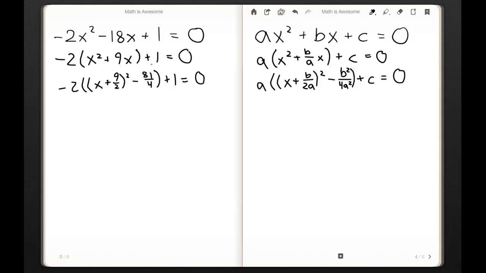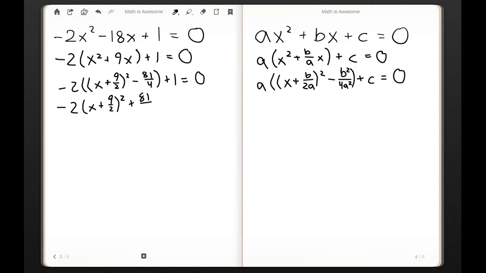Okay, and now we know that we bring out this number from inside the parentheses by multiplying it by this coefficient in front. So the x plus 9 over 2 squared stays being multiplied by the negative 2. But now we have negative 81 times negative 2, which will be positive 81 over 2. Remember, when you multiply by a number, you can also divide the denominator of the fraction by that number. So now here we're going to do the same thing.